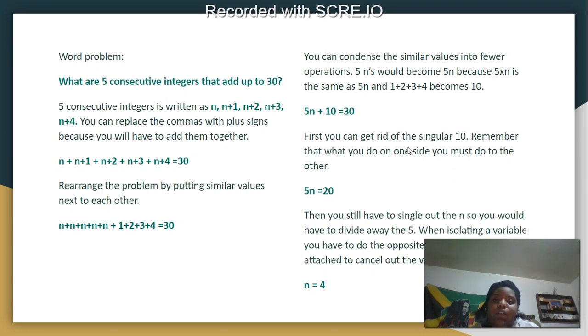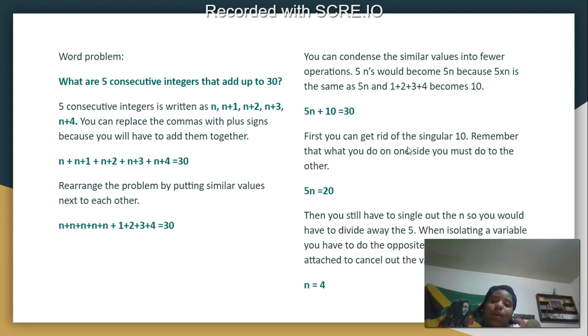And 0 is an integer, so you could infer that n, let's say, means 0. So your problem would be 0, 0 plus 1, 0 plus 2, 0 plus 3, 0 plus 4. But we're leaving it as n for now, because any other number would also be an integer. So rewriting the commas as plus signs would be n plus n plus 1 plus n plus 2 plus n plus 3 plus n plus 4, and that equals 30.